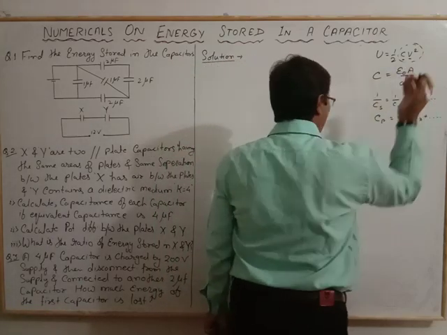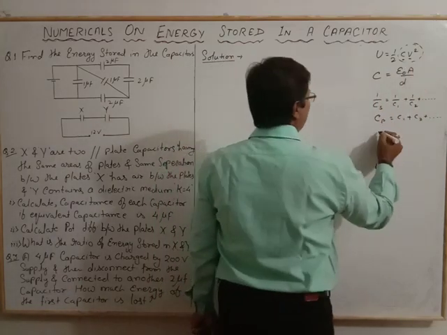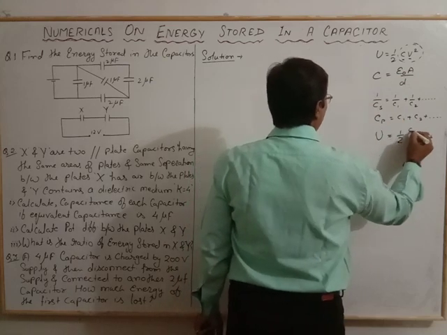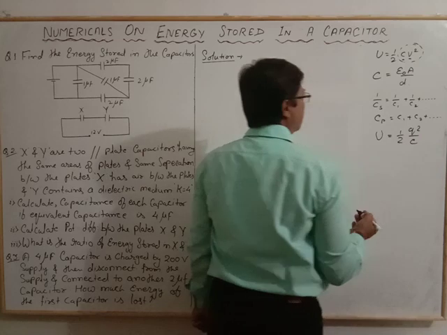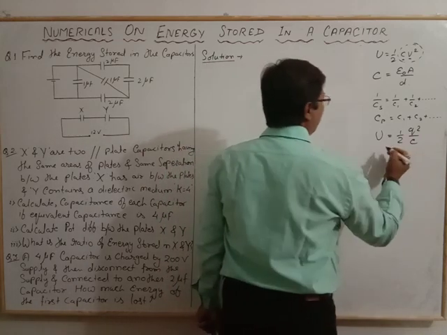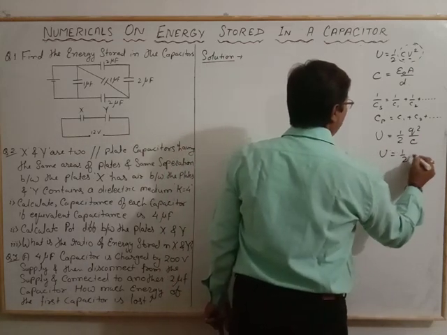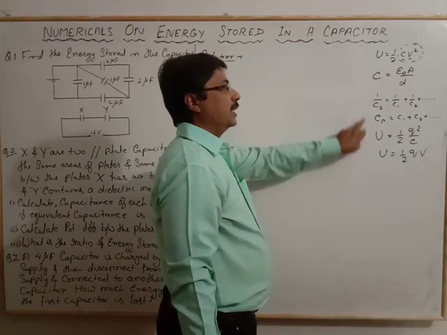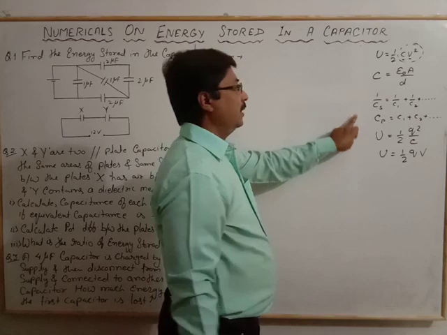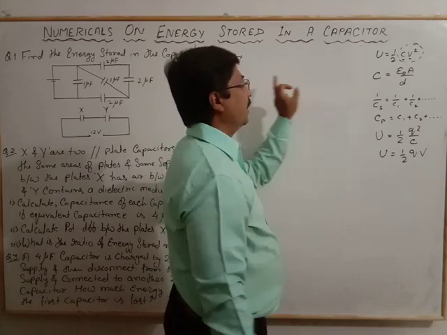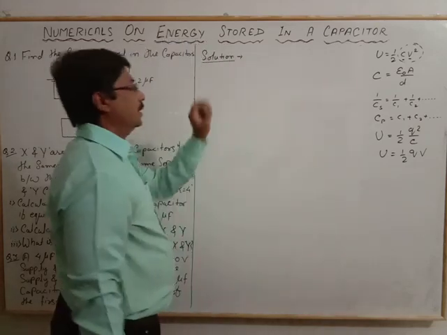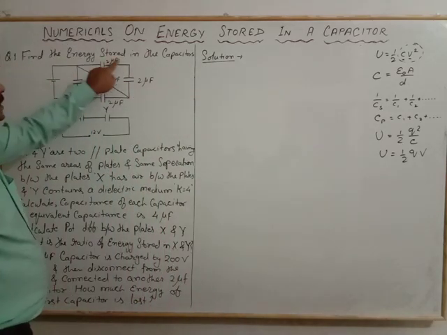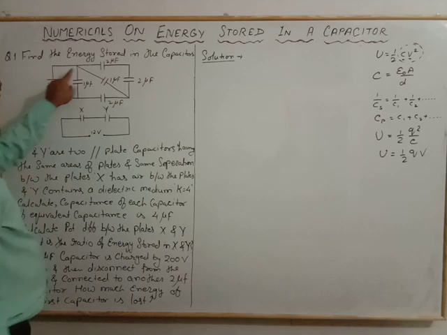For energy we have more relations, that means we must know half Q square by C. That is another relation. Also we have U is equal to half Q into V. So all these formulas we must remember, and whenever needed we will apply them to solve the problems. Now the solution for the first question: find the energy stored in a capacitor of this network.